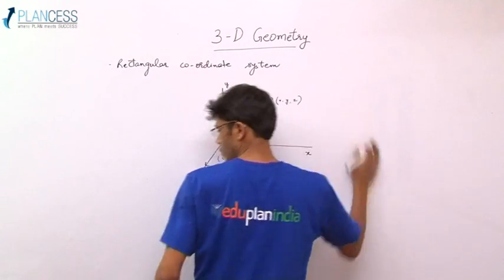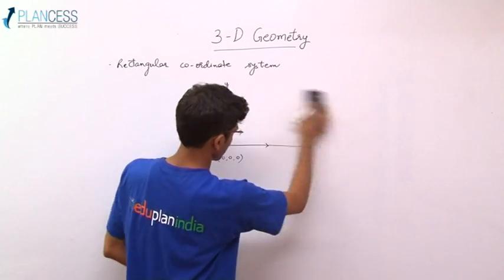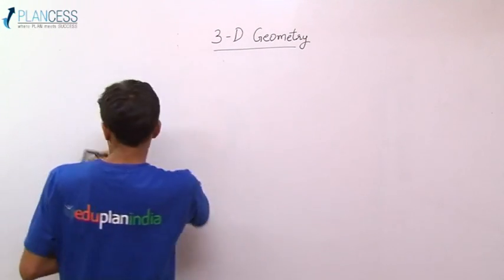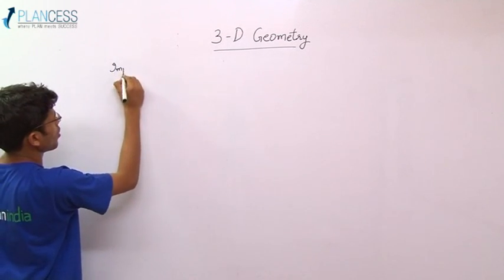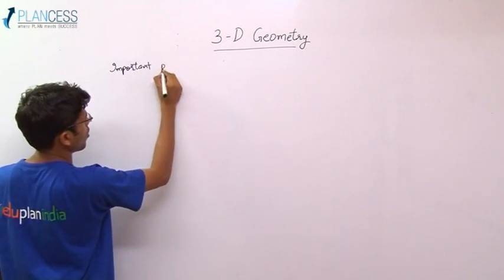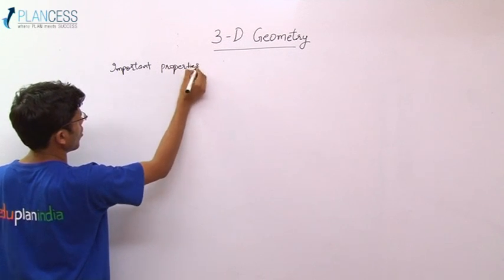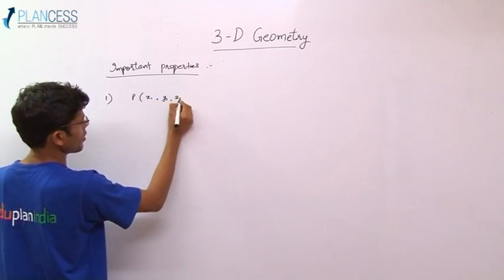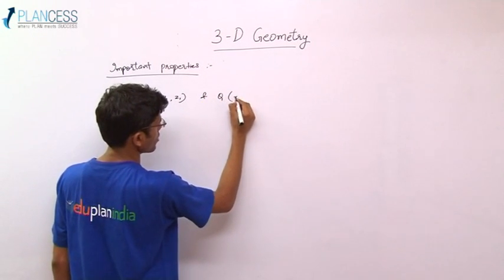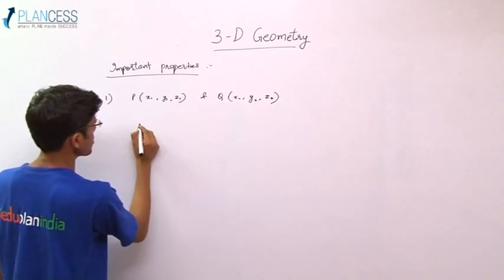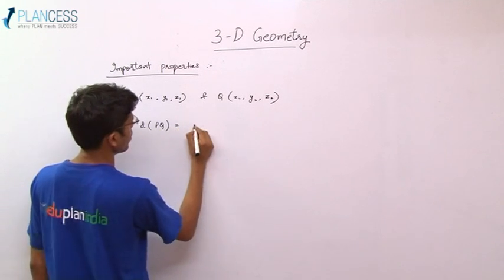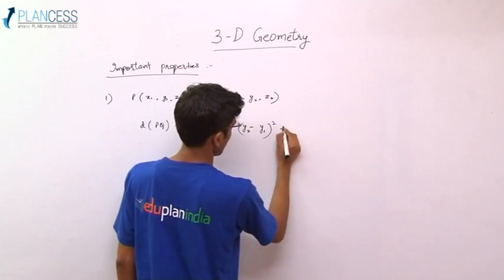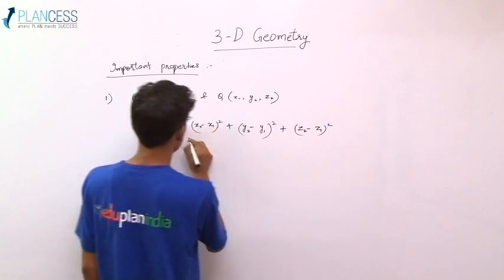Say we have two points. First of all, I'll jot down the properties in order. These are some of the important properties. Say there is a point P with coordinates x1, y1, z1, and a point Q with coordinates x2, y2, z2. The distance PQ is equal to the square root of (x2 minus x1) whole square plus (y2 minus y1) whole square plus (z2 minus z1) whole square.